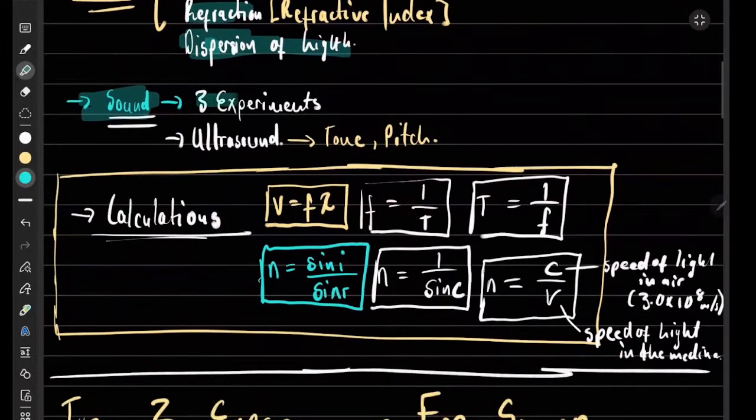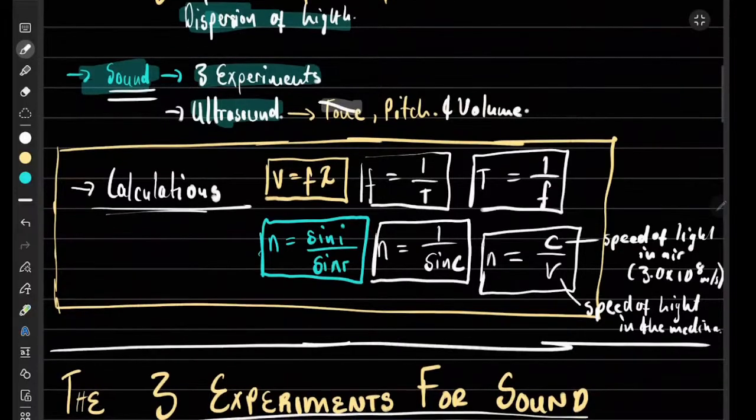Then for sound, you need to know the 3 experiments. Then you need to know what is pitch and then what is amplitude. Like how does frequency get affected, and then what happens when you change the amplitude of a sound wave? I don't really want to talk about tone, but I would rather talk about pitch and volume of sound. So let's go through it. Then we do the calculations.